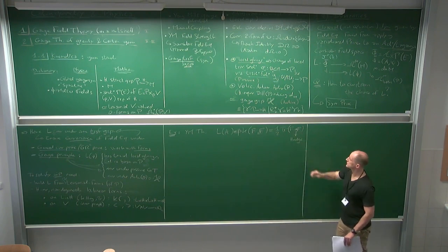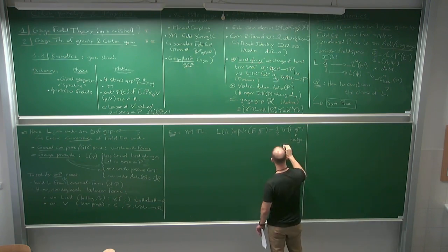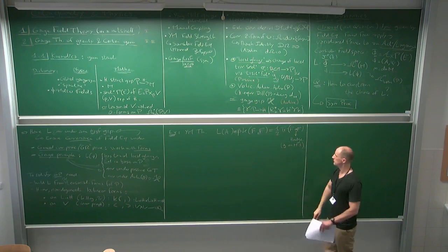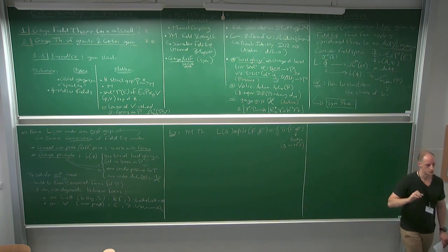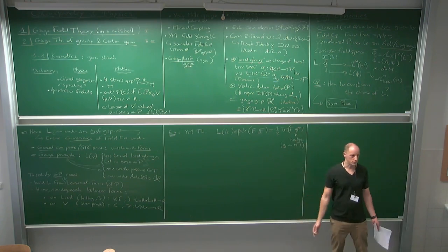So this is the Hodge. You're using the Hodge star, so you're assuming that there is a metric g on M. A tacit assumption. I will come back to this later, of course. But okay, so this is the Yang-Mills Lagrangian, for example.